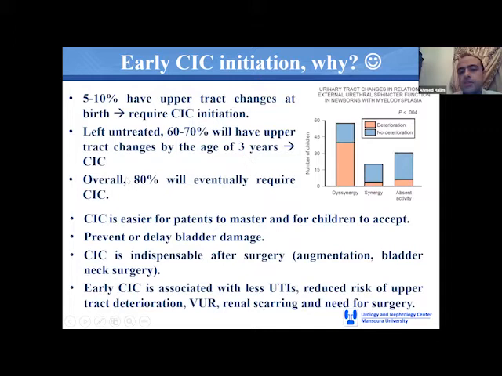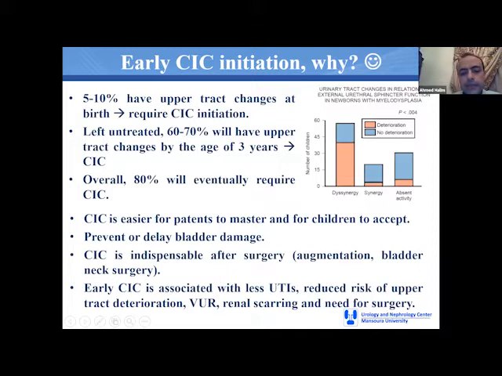And the most prevalent urodynamic abnormality in patients with spina bifida is detrusor sphincter dyssynergia, and this puts the upper tract at risk. And again, CIC is necessary for this group. And even for those with dyssynergic sphincter or denervated sphincter, a significant portion of them, marked in orange here, will have upper tract damage later on in life, and therefore they would require CIC. Eventually at least 80% of patients with spina bifida will require CIC.